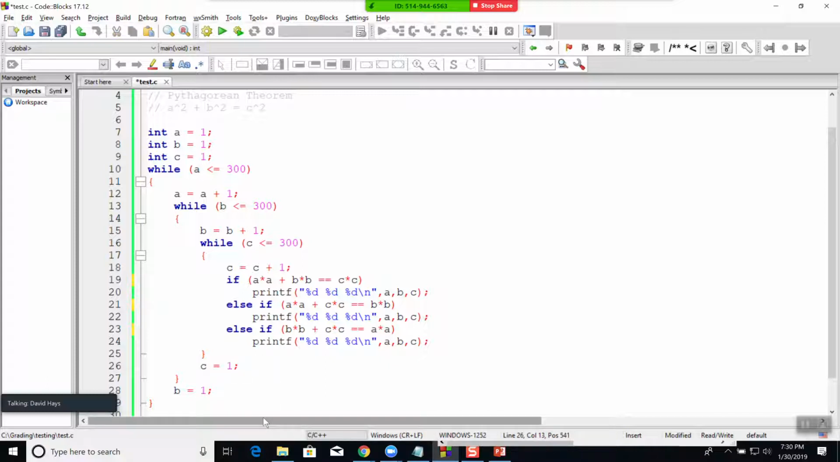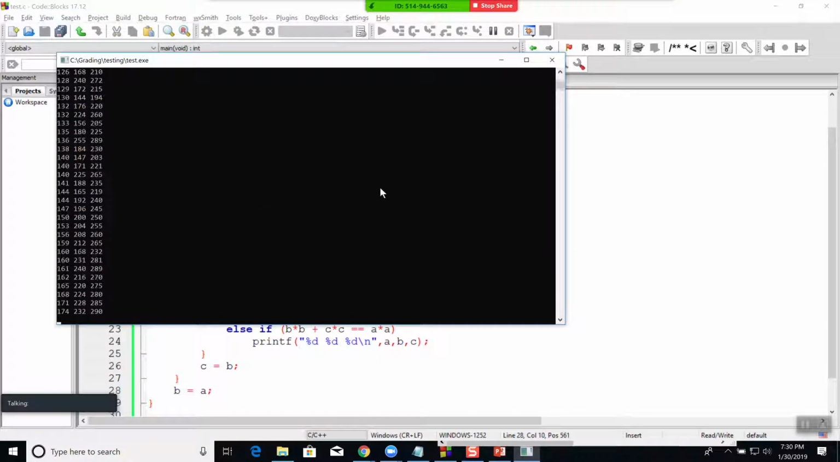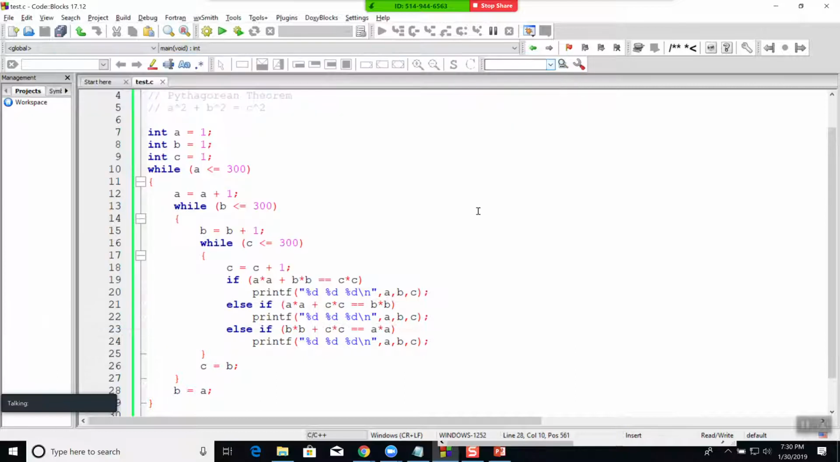It came to me. C is equal to B, B is equal to A, I think. Let's see. Yeah, that was it. It's because I don't start C back over at 1. I started at the previous value of B. And a Pythagorean triple can never all be the same. You can't have 3, 3, 3.